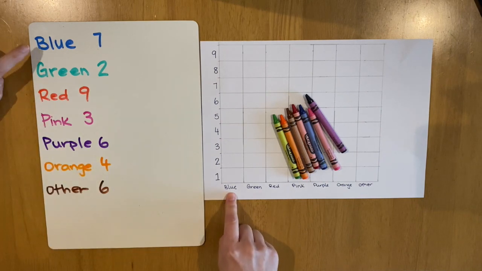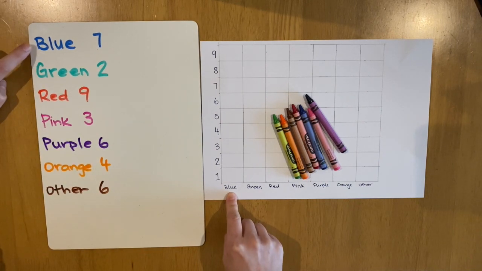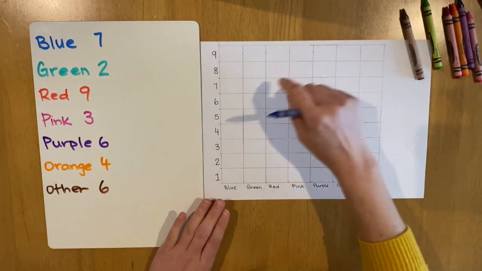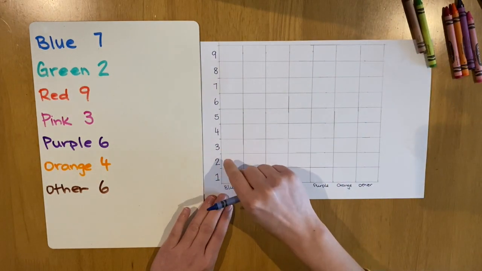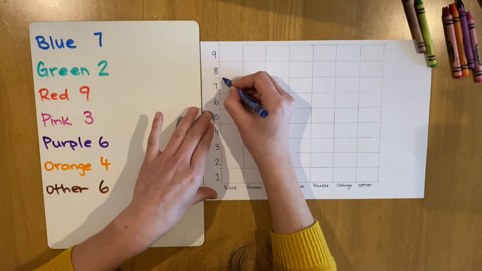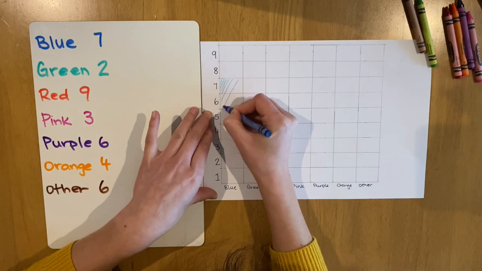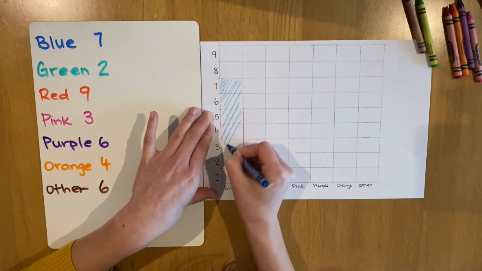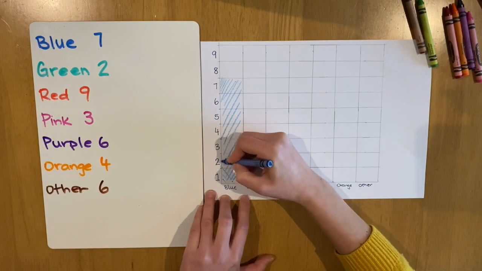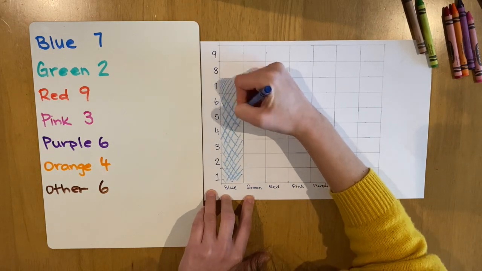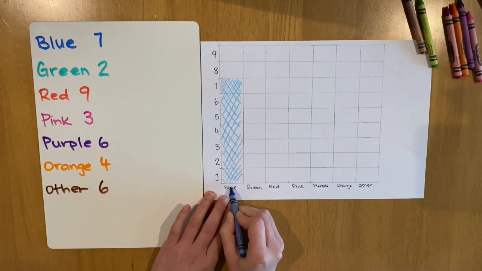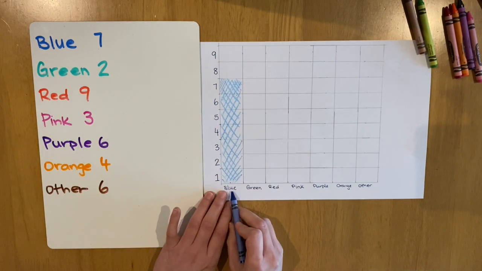So we're going to look at blue. How many children like the color blue? 7. So I'm going to get my blue color and I'm going to color in 7 blocks. 1, 2, 3, 4, 5, 6, 7. I'm just going to do it like this. You will do it much neater when you do your own. But just for the sake of being quick, I'm just going to shade it like that. So that shows me that 7 children like the color blue.